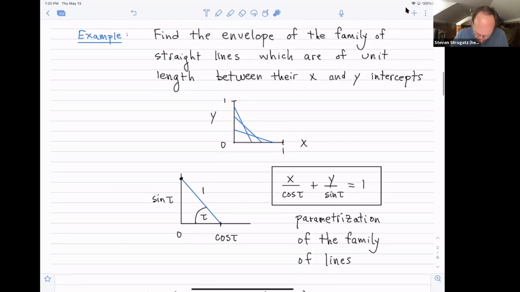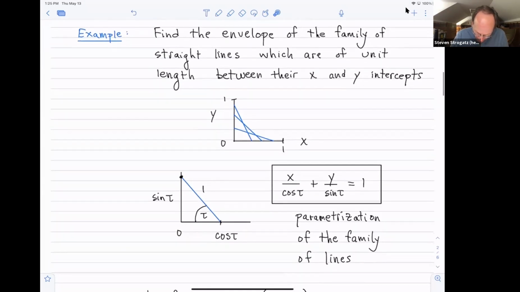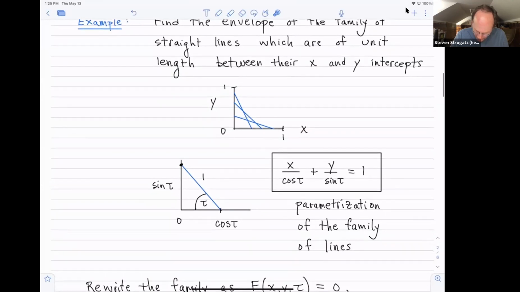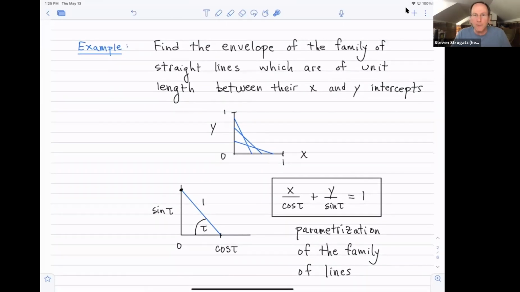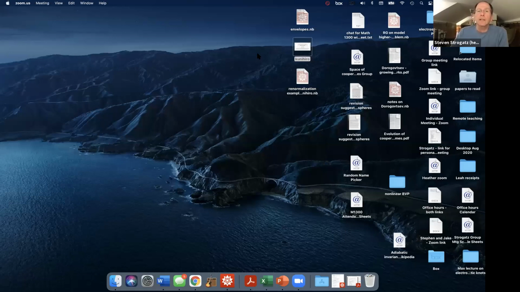So now we're interested in trying to figure out what the envelope of that looks like. And let me jump out to Mathematica for a second to show you how this goes. So I'll share a different screen. Let's see, I think it's this one. Yeah, envelopes.